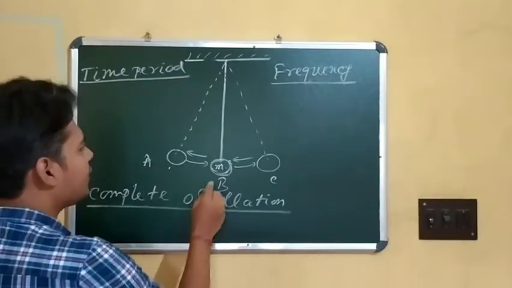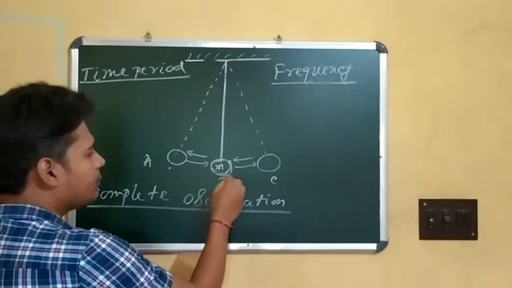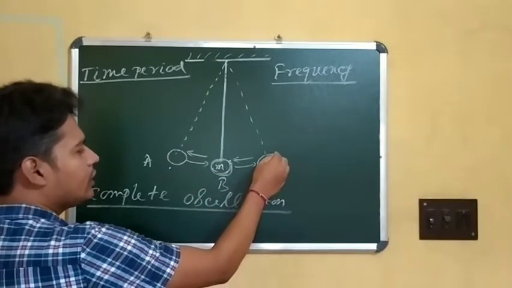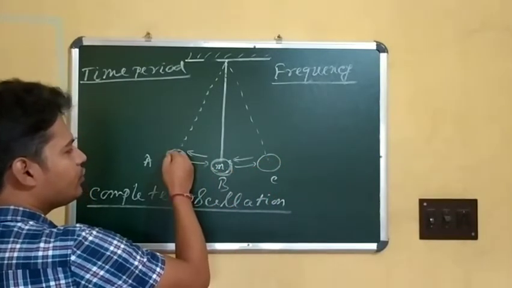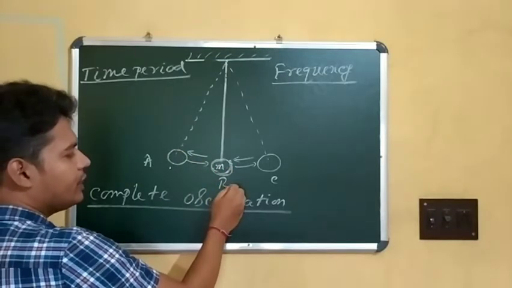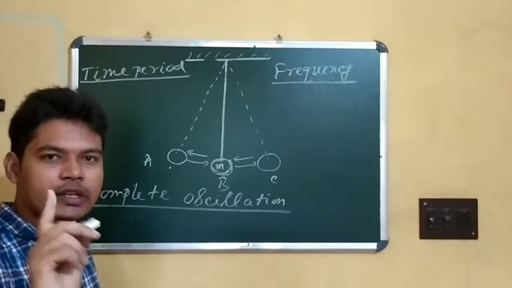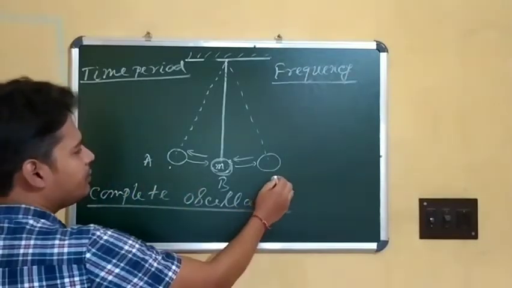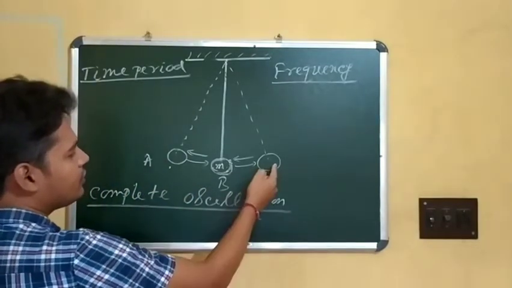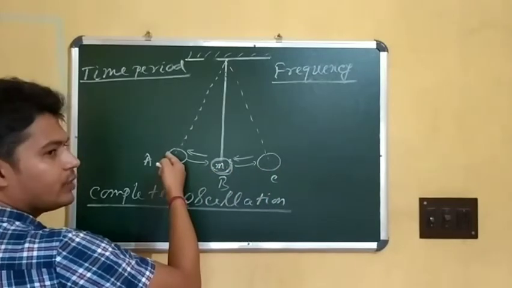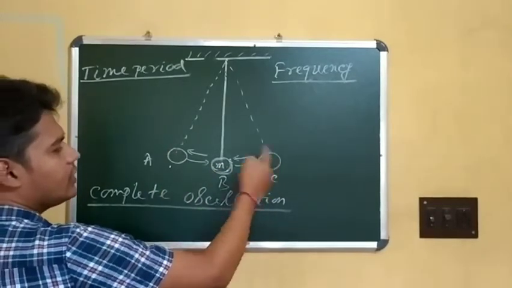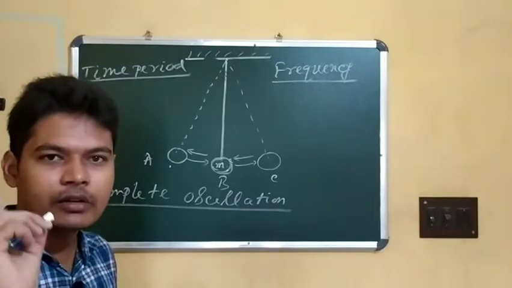If the bob starts its journey from B, then from B it goes to C, then again C to B and B to A, then again it comes back to B at last. That is called one complete oscillation. From C, if the bob starts its journey from C, it comes to A, again it comes back to C, that is called one complete oscillation.